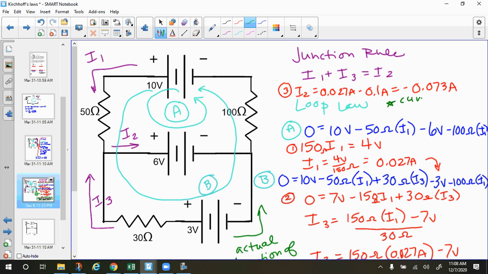So once again, current 2 goes in the opposite direction. So this current right here is the actual direction of current of I2. All right, that is it.